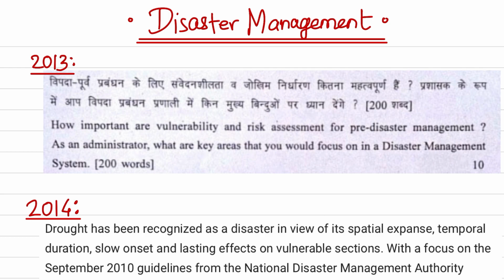Now this is a very general question. This is relating to the general understanding of disaster management. Now we will see another question.